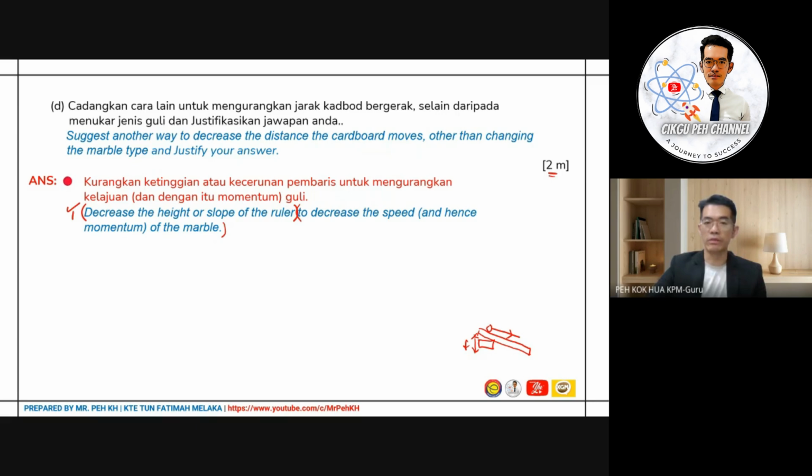Okay, so how we can decrease the distance the cardboard moves, to become shorter? So here we reduce the speed and reduce the momentum by decreasing the slope of the ruler. So 2 marks already. So here we have another suggested answer.